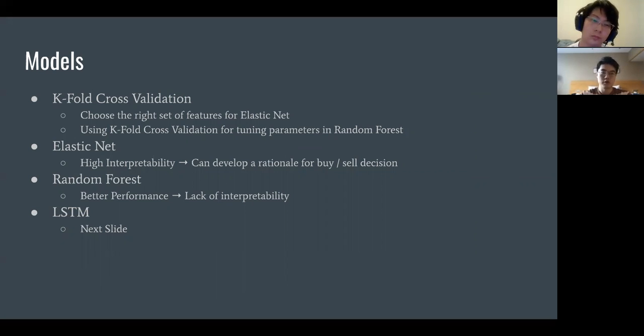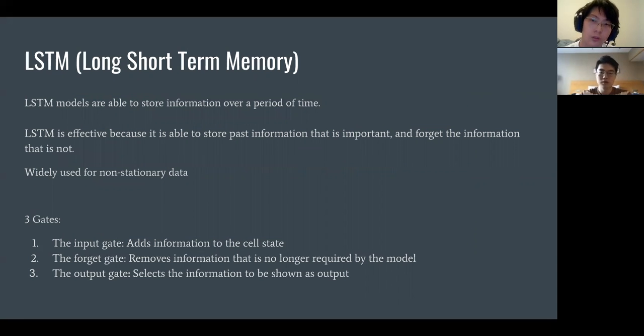And now we're going to go to another model that we're using called the LSTM. Because when is also important as well as what in buying and selling stocks, we'll be implementing a time series forecasting model called LSTM, which stands for long short-term memory, and it's a type of recurrent neural network model. LSTM models are able to store information over a period of time, and that's why they are effective. It is able to store past information that's important, and if it's not important, it can forget about it. This characteristic is extremely useful when we deal with time series or sequential data such as stock prices or housing prices.